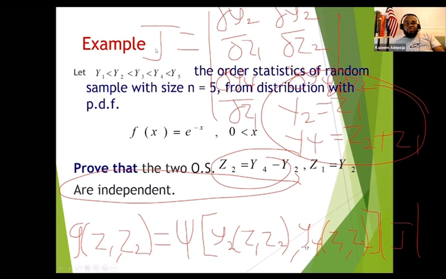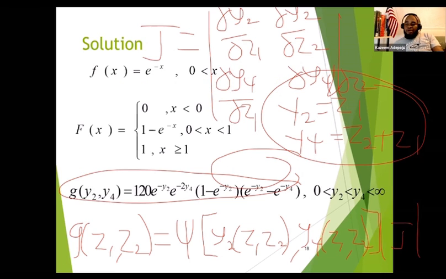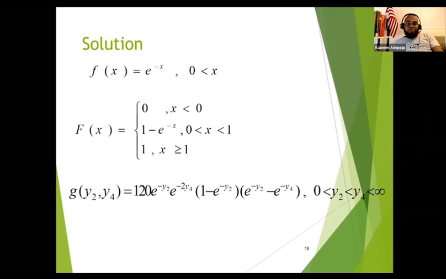And so then you're actually going to go into the function here, where you're going to substitute for y2 in terms of z1 and z2, substitute for y4 in terms of z1 and z2, then you multiply the whole thing by the Jacobian that you got, and automatically that will take you to g1 and g(z1, z2).